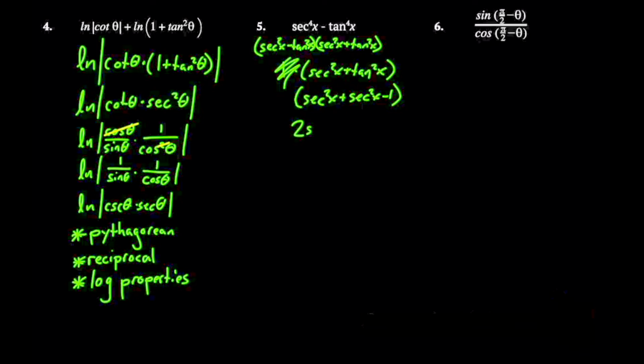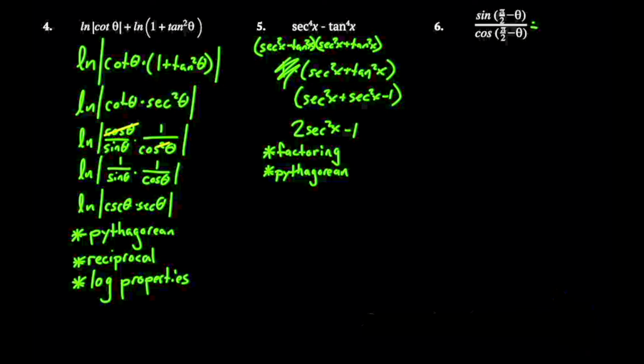And the times 1 thing out here kind of just went away. And I can put these together now, so we have 2 secant squared of x minus 1. And that's just a little bit simpler than it was up here, because at least we just have one trig function instead of 2. So this one made use of factoring as kind of a trick, and also the Pythagorean identities. Number 6 is kind of an obvious one, because we have sine of pi over 2 minus theta, and that shows up exactly in one of our identities.